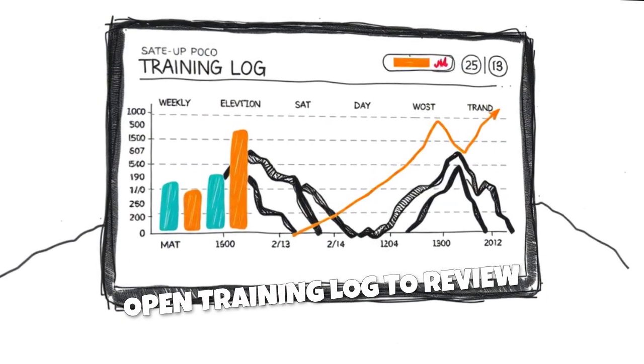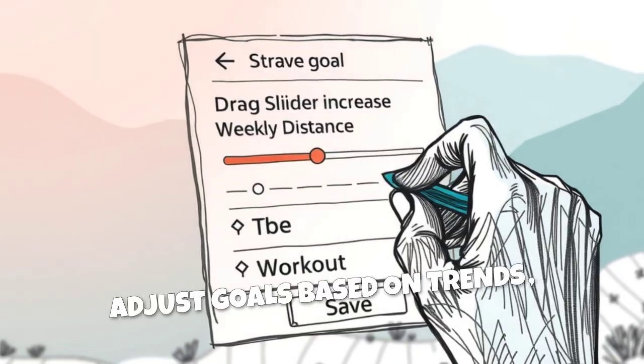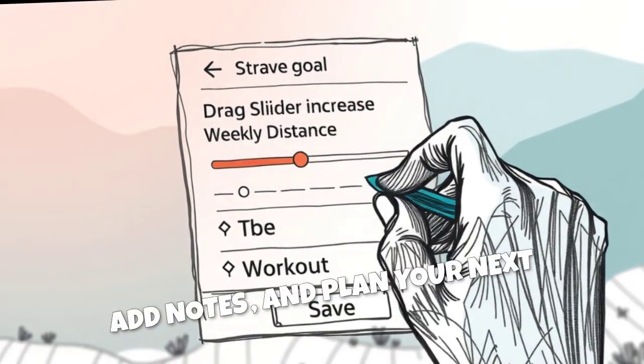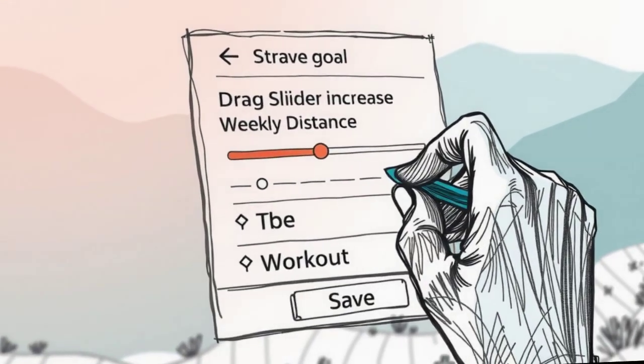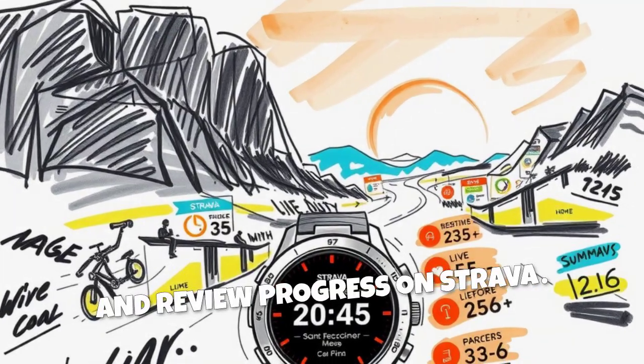Open Training Log to review weekly mileage, elevation, and trend graphs. Adjust goals based on trends, add notes, and plan your next targets. Set your goals, sync your devices, track with segments, and review progress on Strava.